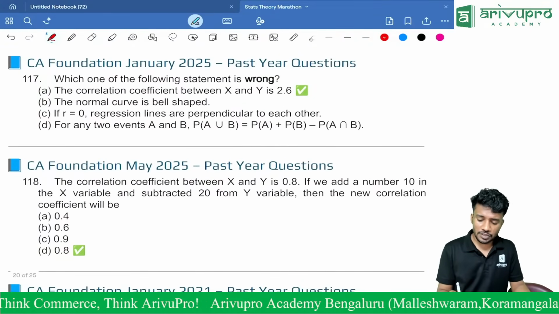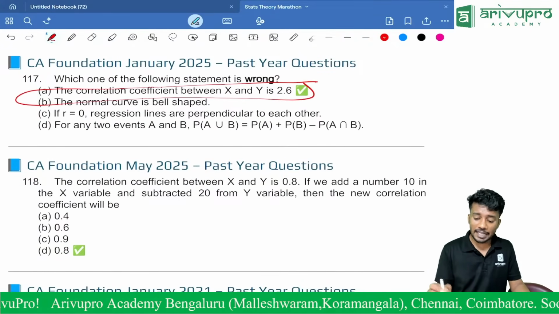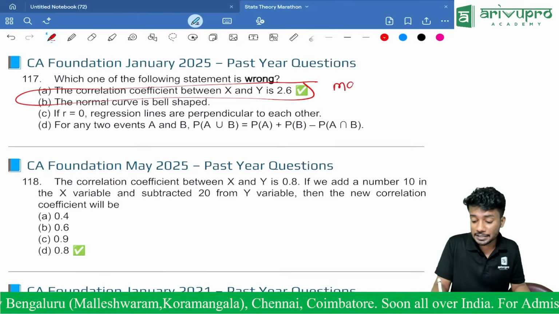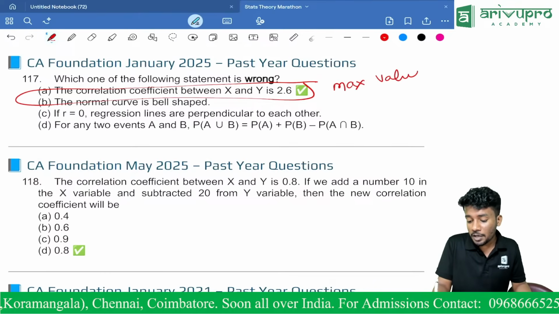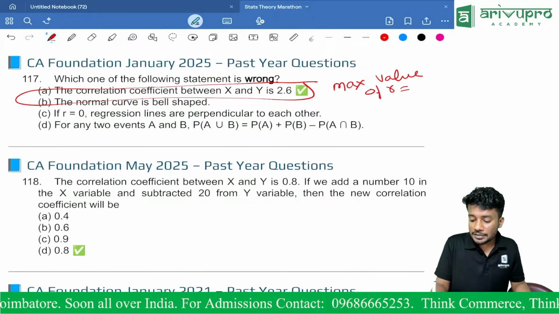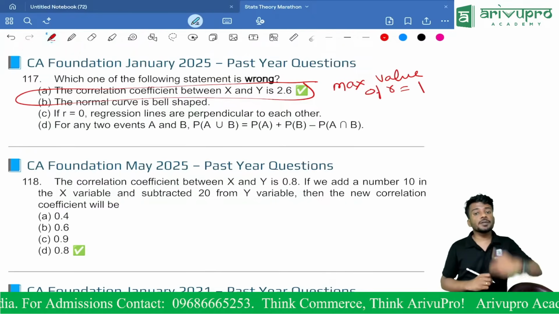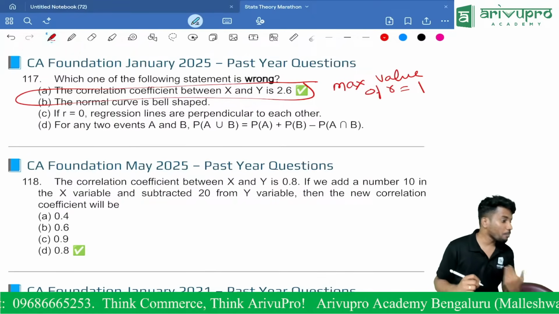The correlation coefficient between x and y is 2.6. Can it be 2.6? No. The maximum value of R is what? The maximum value of R is equal to 1. It cannot be more than 1 or less than minus 1.